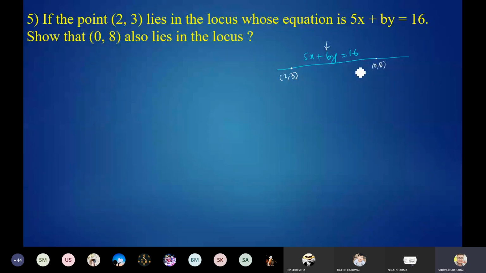So this is the combination of two questions. At first you need to show that this point lies in this locus. The question is asserting that this point (2, 3) lies on this equation.